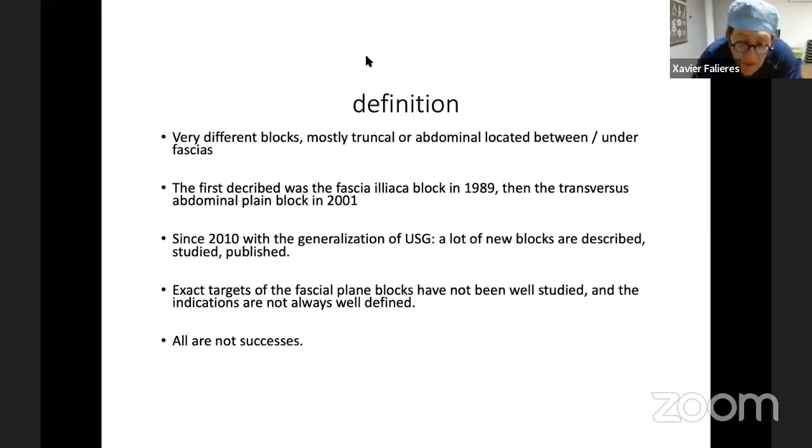Since 2010, we are working more and more with ultrasound machines, so we describe a new block every year or every 6 months. Are they all interesting blocks? I don't think so. So I would say keep it simple. We will now have a look at only the very interesting blocks. I won't speak about the most recently described blocks because it's not relevant for this teaching for now. They are still being studied. There are still a lot of publications about the real efficacy of these blocks. And as I said, not all these blocks are successes.